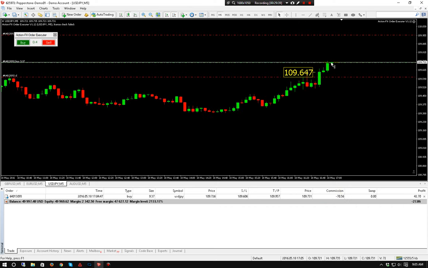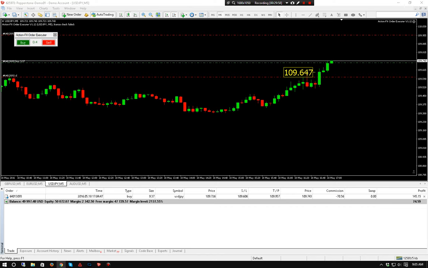Now, here's my risk reward again. 12 pips down, 24 pips up. That's a 2 to 1. But I don't even have to be right 50% of the time. God, off the top of my head, I think it's 2 to 1. I'm out of it.